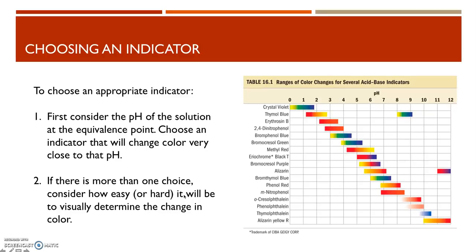If there's more than one choice, so say we're trying to decide between alizarin and bromothymol blue, we would then consider how easy or hard it will be to visually determine the change in color. Is it going to be easier to see the disappearance of green, going from green to blue, or would it be easier to see phenol red, which would go from yellow and then just start to turn orange? Would we be able to see that change in color? That's the question.